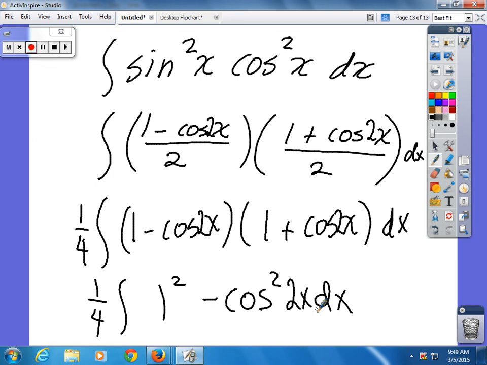And then you can change that cosine squared 2x into identity again and break it up. It'll be 1 plus cosine 4x over 2, using the same identity. Take this over to the next board.